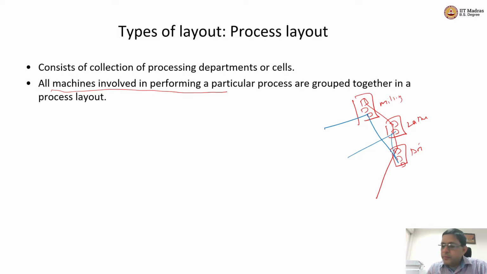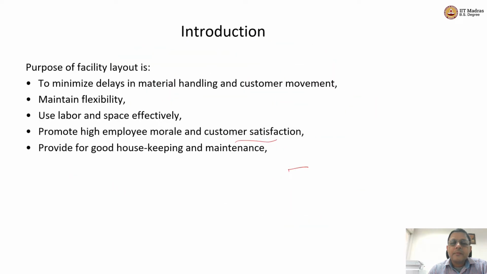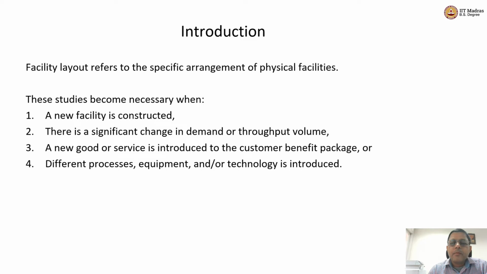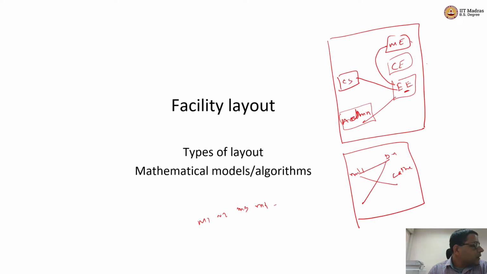Okay. So where have we seen this layout? Let me have that question answered first. Remember when we spoke about the academic institute? All the CS courses are offered in this building. All the CE courses are offered in this building. All the EE courses are offered in this building, which is actually a process layout.